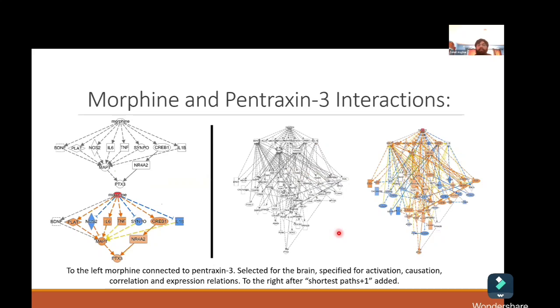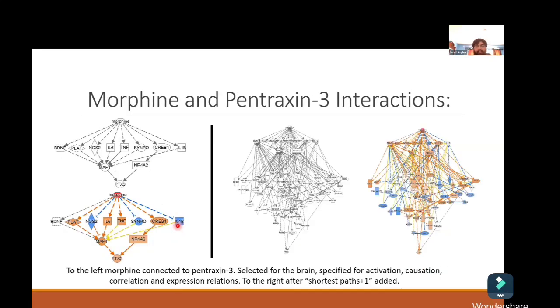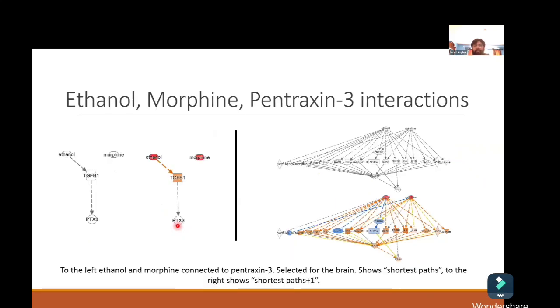And finally, morphine plus ethanol both together, we find that there's predicted activation in pentraxin 3 with shortest paths. Additionally, predicted activation with shortest paths plus 1. And likewise, when we look at, what's it called, this right here is the specific relationships. This right here is all the relationships. We see that for all the relationships, shortest paths shows no predicted activity, and shortest paths plus 1 shows predicted activation.